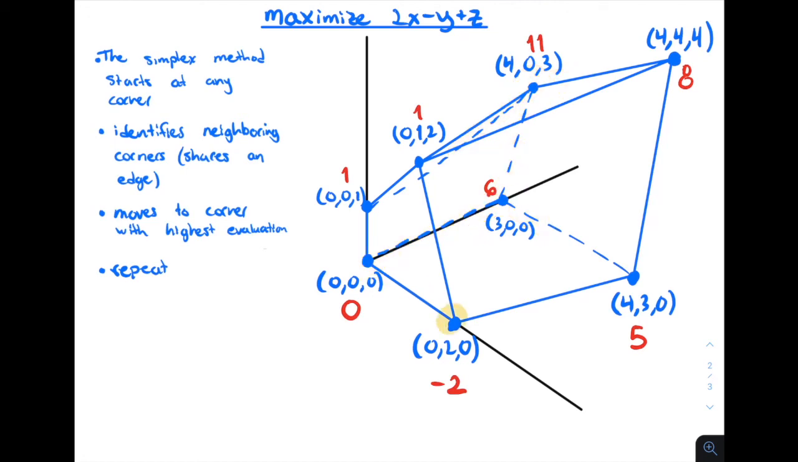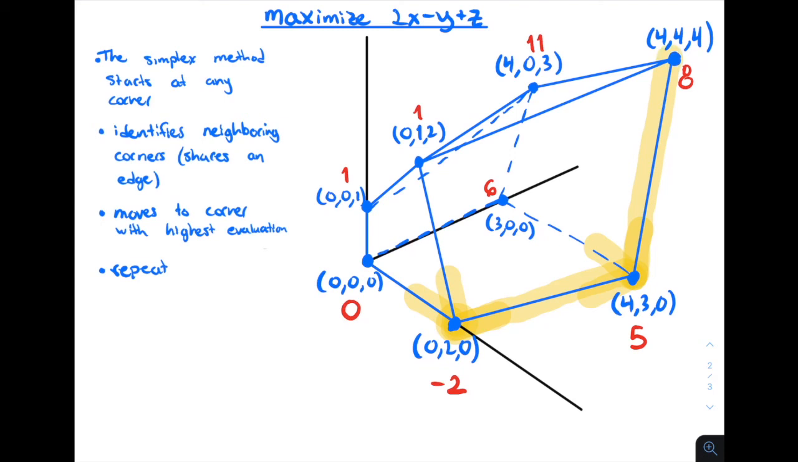Starting at a different corner, we might have a different path that we traverse. Between the 3 neighboring corners, 4, 3, 0 is the next best corner if we were to start at 0, 2, 0. At 4, 3, 0, its 3 neighbors evaluate to -2, 6, and 8. It would move to the corner that evaluated to 8, which is 4, 4, 4.